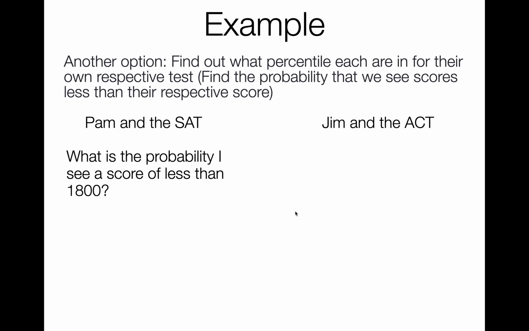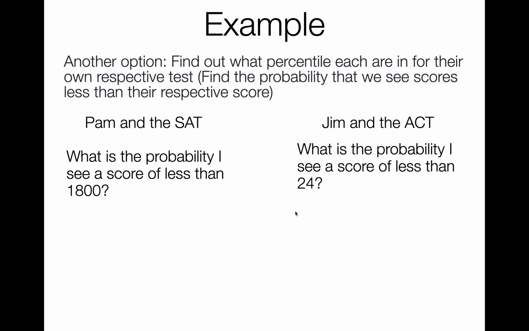For Pam, we're going to ask the question, what's the probability I see a score of less than 1800? For Jim, what's the probability that I see a score of less than 24? So for Pam, I have a normal distribution with a mean of 1500 and a standard deviation of 300, and I'm trying to find the probability that x is less than 1800.